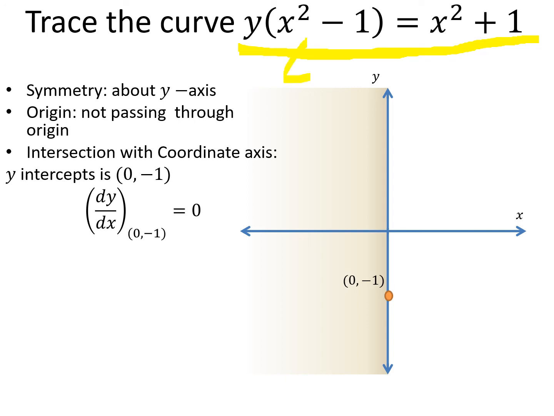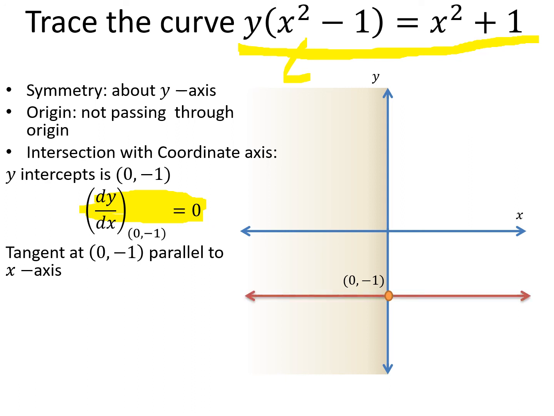Okay. Now if you just differentiate this equation and put x equal to 0 and y equal to minus 1, then dy by dx will be 0. dy by dx is equal to 0. That means it is parallel to the x-axis. So we will take a tangent at the point (0, -1), parallel to the x-axis. So this red line is a tangent at (0, -1).